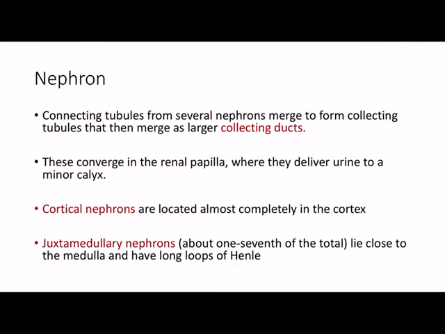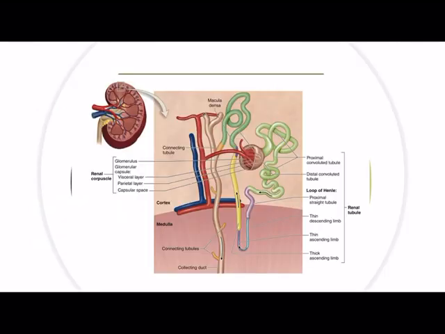Your juxtamedullary nephrons are about 1/7 of the total of all of your nephrons. They lie close to the medulla and have long loops of Henle, because they lie just beneath the cortex and the medulla, with the projections of your renal tubule going down along the medulla.